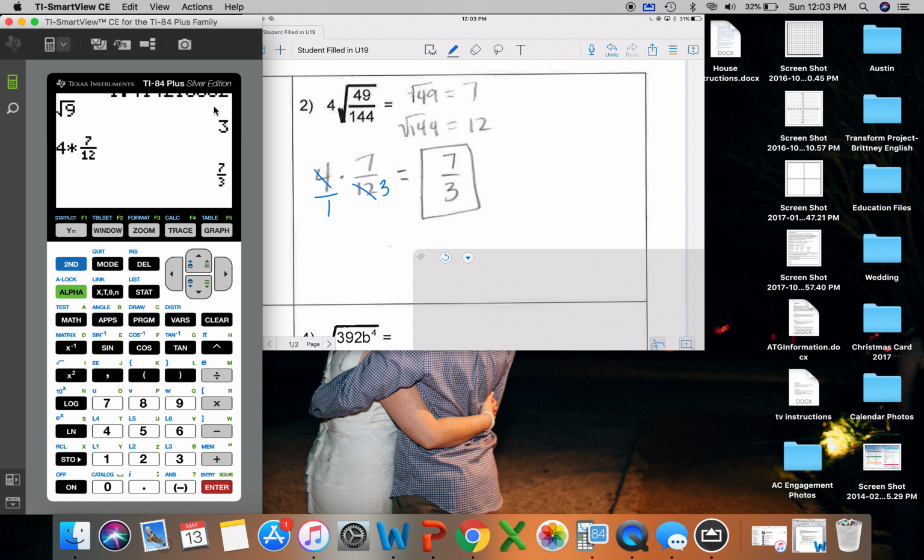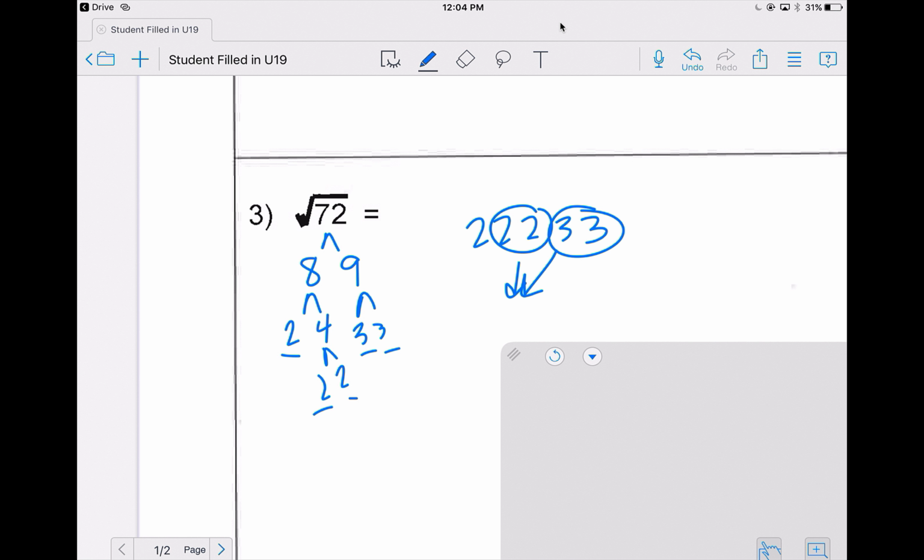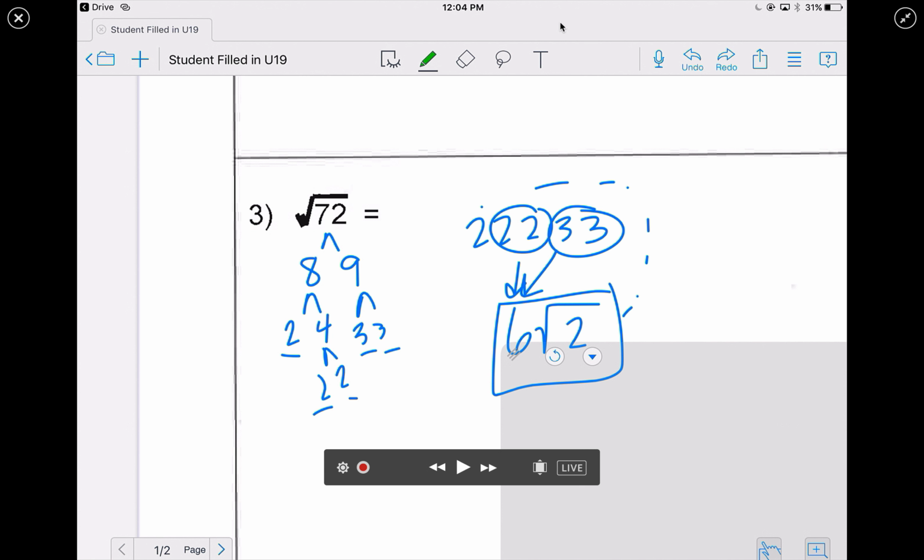Problem 3 is just asking me to simplify. 72 can be broken up into 8 times 9. 8 is 2 times 4. 4 is 2 times 2. 9 is 3 times 3. So I have 2, 2, 2, 3, 3. Pairs come out, so 2 and 3 come out to make 6. And then this 2 is stuck under the house. There was nothing else in the front that I need to bring into effect. And so my simplified answer is 6 square roots of 2.